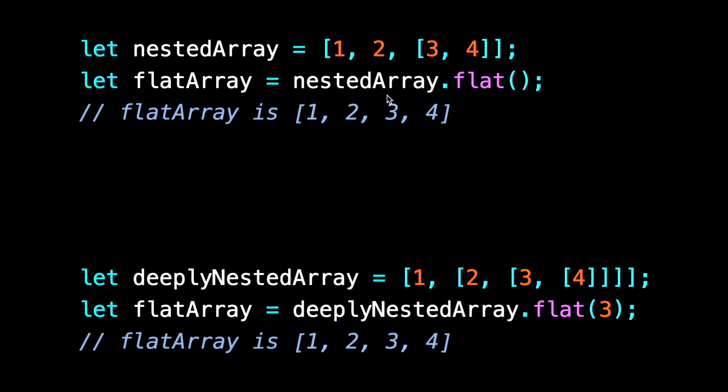So by default, it only goes to depth 1. So right in here, the array has one array within the other array. But if you have a more deeply nested array, you can specify the depth as an argument. In this case, 3. There's a depth of 3 arrays, and it's going to flatten out that array.